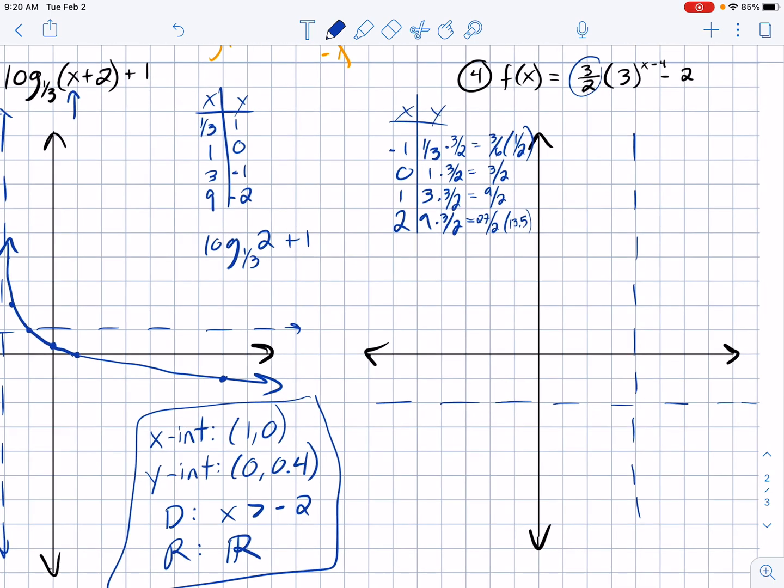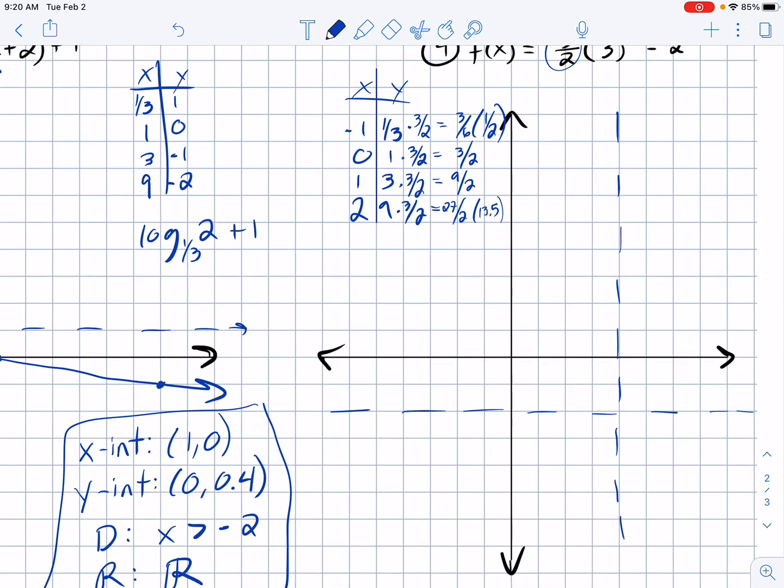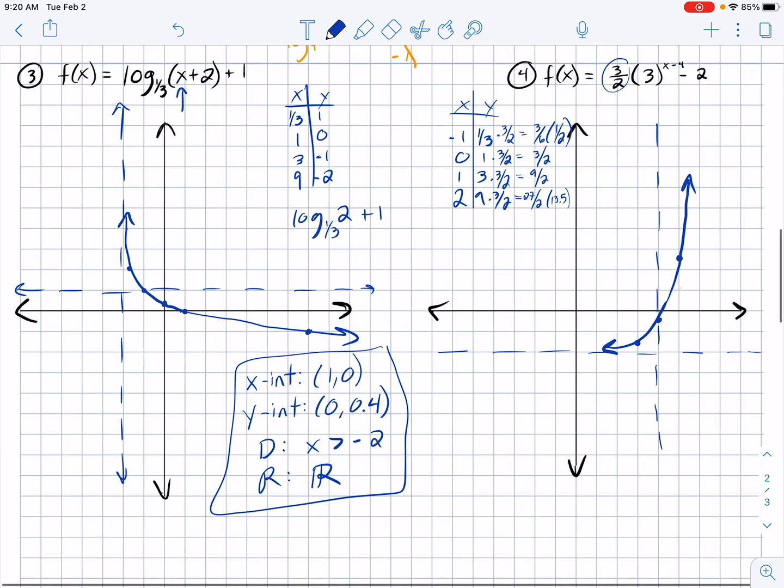Right. -1, positive half, 0 and 1.5, 2 and, or sorry, 1 and 4.5. And then 13.5 is way up there, so I'm just not gonna graph that point on there, but have our graph curving up to 2, 13.5. Domain would be all real numbers. Range is everything above your horizontal asymptote.